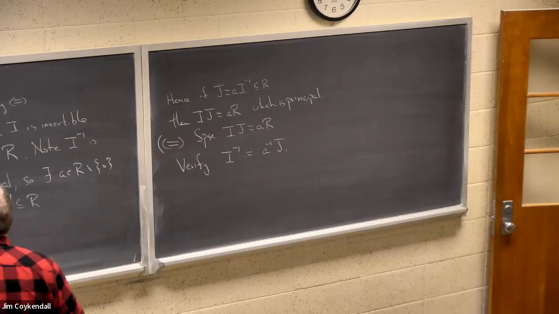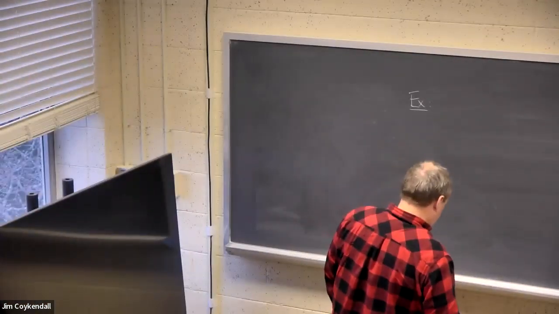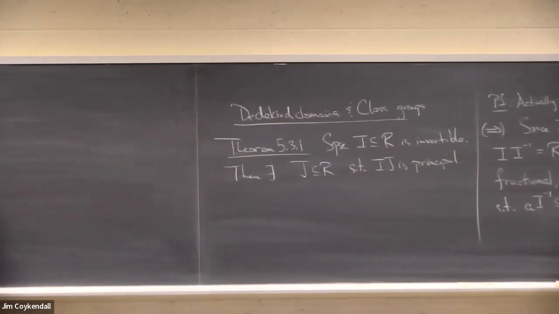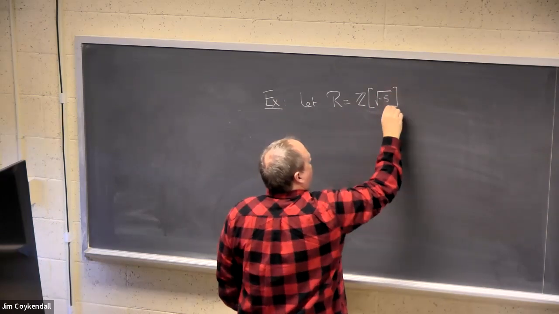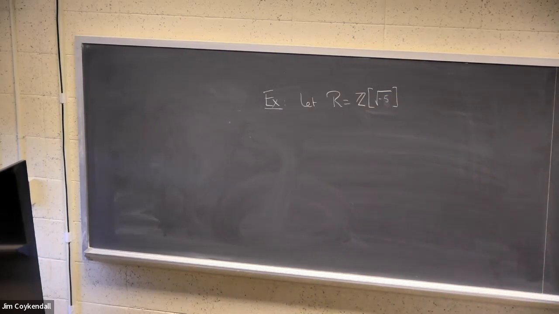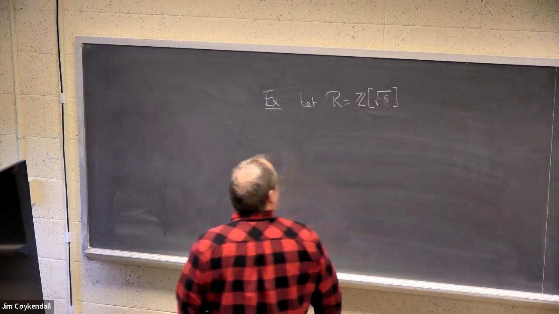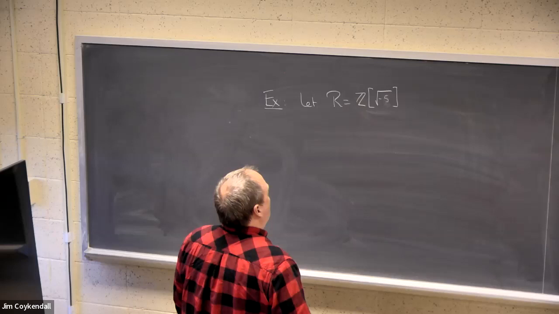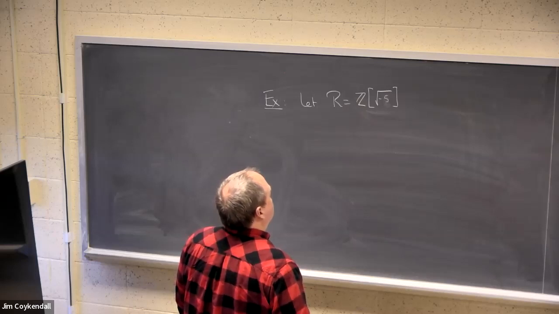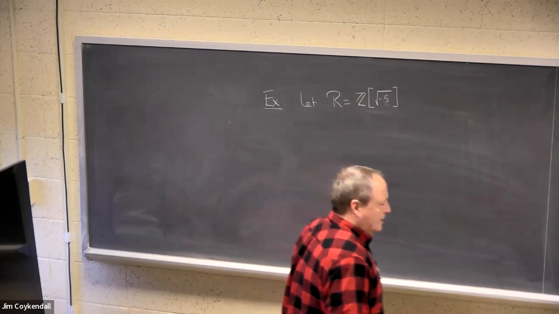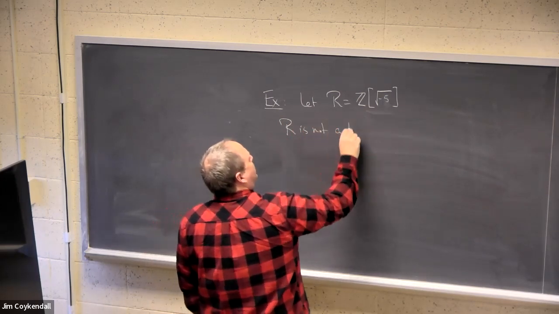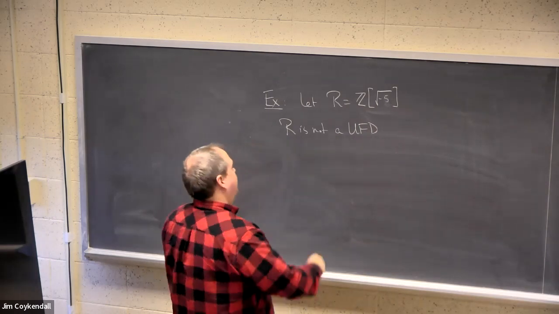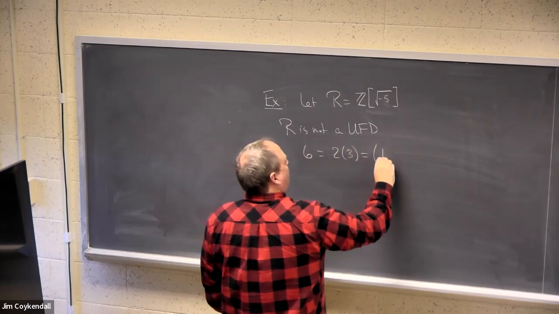Now let me point out one of the interesting things about all this business with fractional ideals. So let me do this example. I'll do a couple of things, but I'll argue this: R is not a UFD. Almost everybody's seen this example played in this class. 6 equals 2 times 3, and this one, 1 plus radical -5 times 1 minus radical -5.